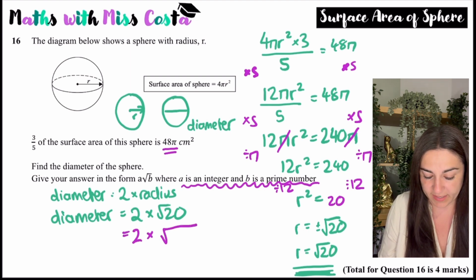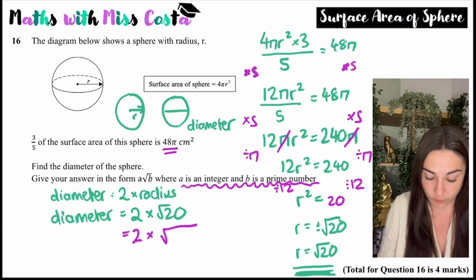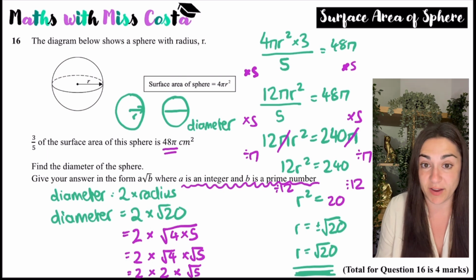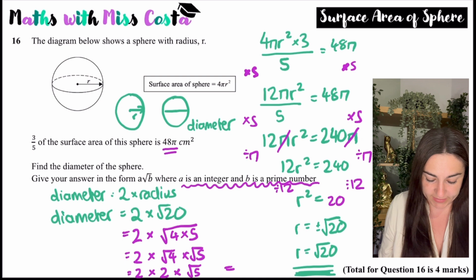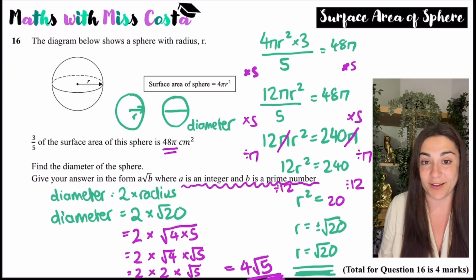When I'm simplifying a surd, I'm always trying to think of 2 numbers that multiply to make it. Ideally, one of them is going to be a square number. So root 20 is the same as 4 times 5, 4 being the square number, which I could write as root 4 times root 5. I could split the surd up because it's still being multiplied. The square root of 4 is 2. And the square root of 5, I can't simplify that. It's a prime number. So I'd simplify it to 2 times 2 is 4. So I'd be left with 4 root 5.